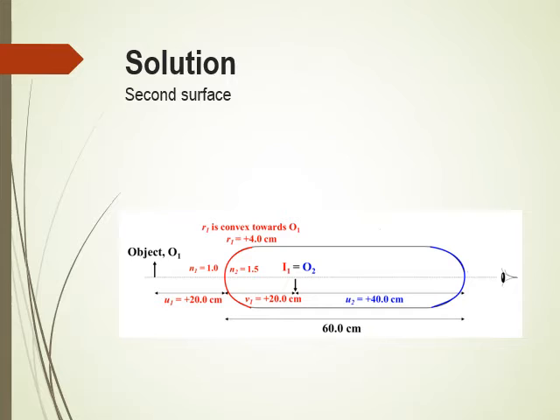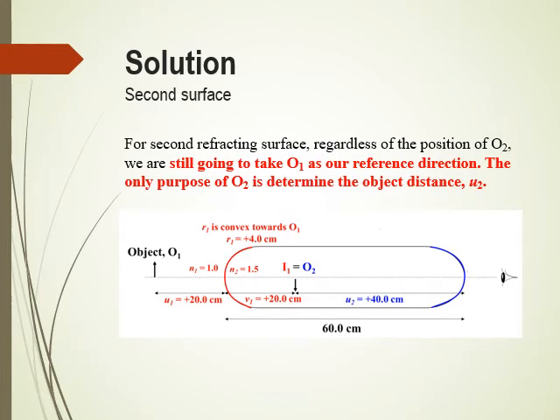Now that we have u2, we are going to determine where our n1 and n2 are. For n1 and n2, we don't look at the position of O2. The only purpose of O2 is to determine the object distance u2. Other than that, it has no other function. So in order to determine where n1 and n2 are, and the sign convention for the second refracting surface, we still have to look at the original object, because that is where our incident light is coming from.